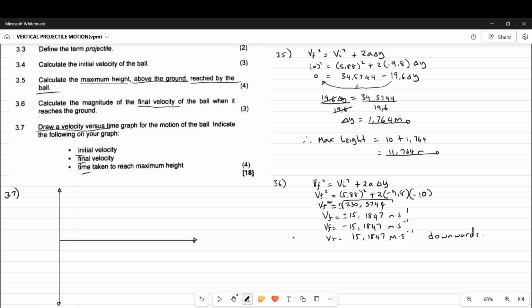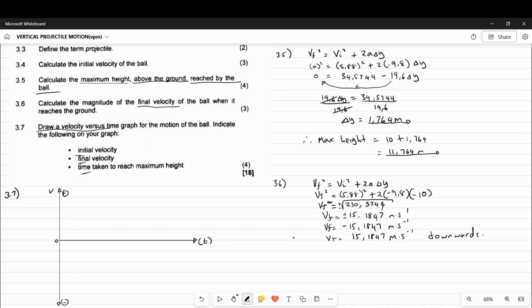Now over here, on your y-axis you're going to have velocity, and over here you're going to have time. So now for V initial, remember this side is the positive side, and down here is the negative side. So now remember time, and down here, right here, is 0, right?